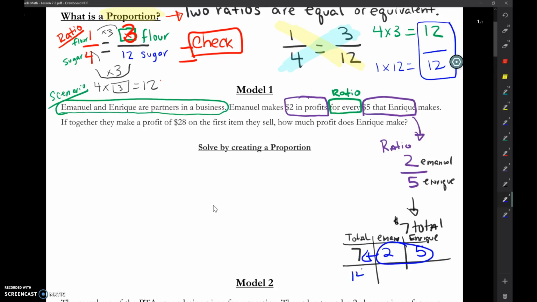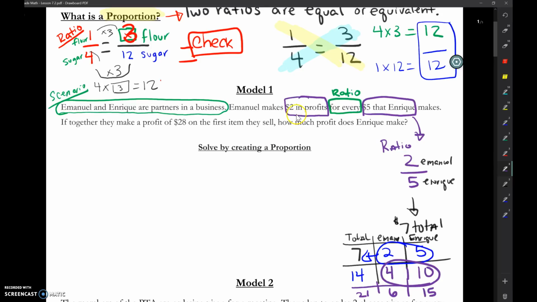If they sold $14 worth of stuff, Emmanuel would get 4, and Enrique would get 10. And so when I add those two together, they equal 14. If they were to sell $21, Emmanuel would get 6, Enrique would get 15. And so we have a table going on.